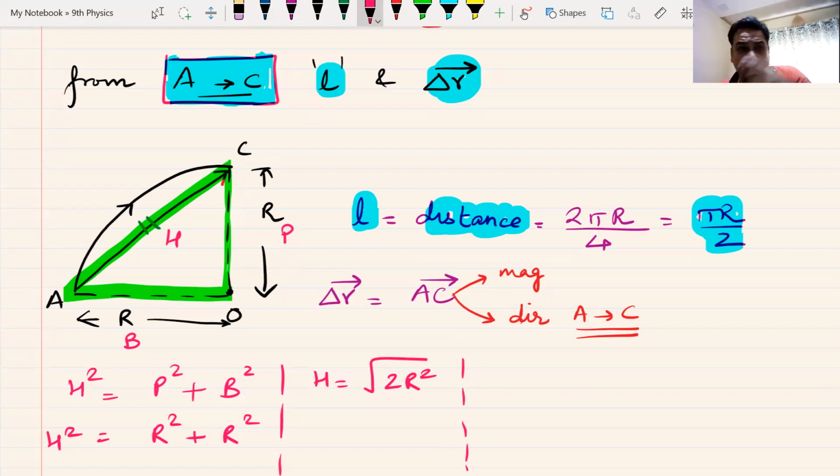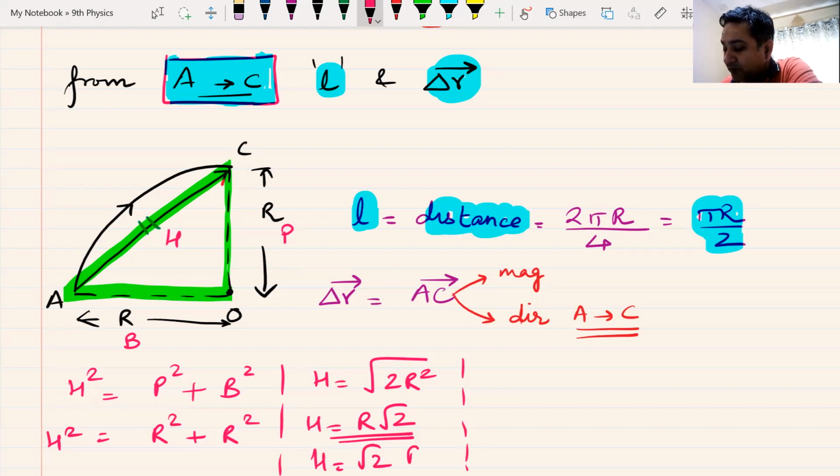Yes. How do I find the square root of 2r square? I first find the square root of r square. That will be r, that comes out. And then I have inside the root 2. So it becomes r root 2, or you can write it as root 2 times r. Do we understand this?